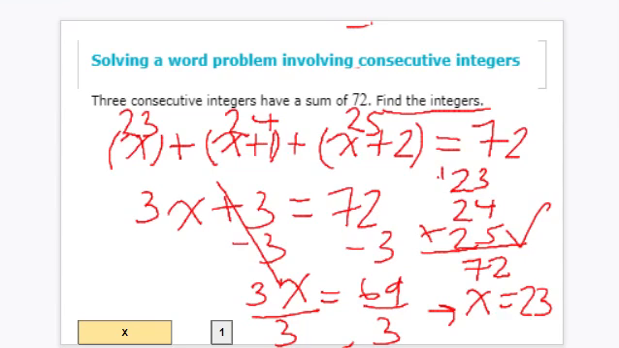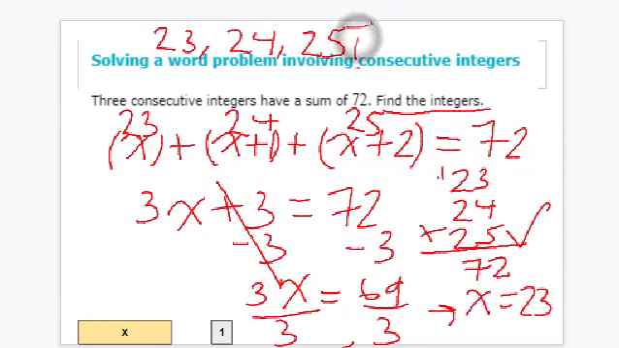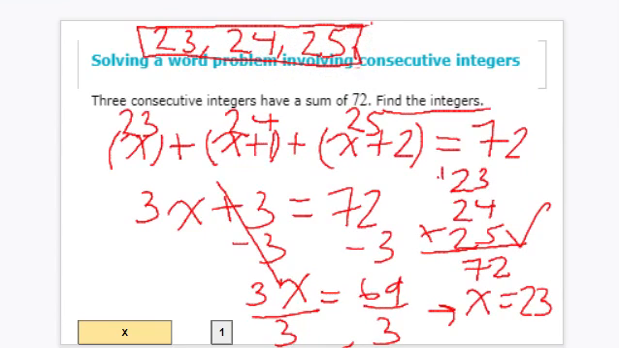So our 3 consecutive integers are 23, comma, 24, comma, and 25. We're just going to list them. Those are our 3 consecutive integers. Final answer. So on the next page, you're going to do your own example. Make sure that you type your answer in and separate your integers with commas.